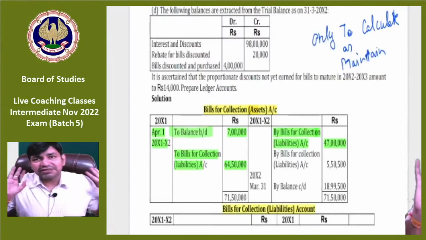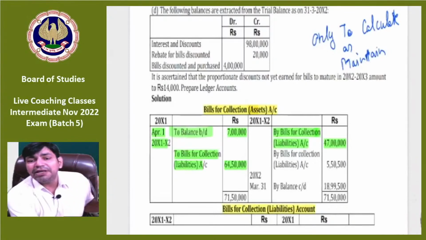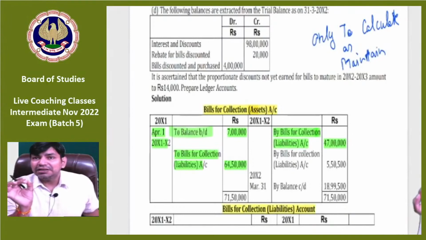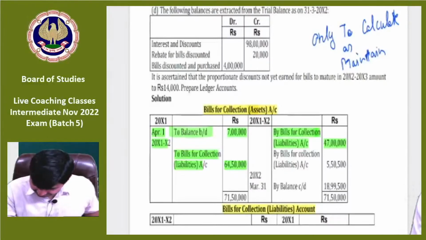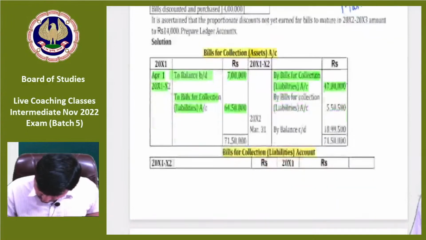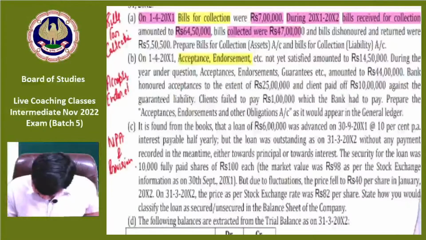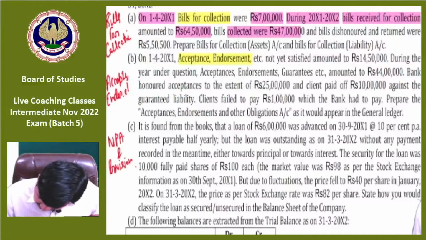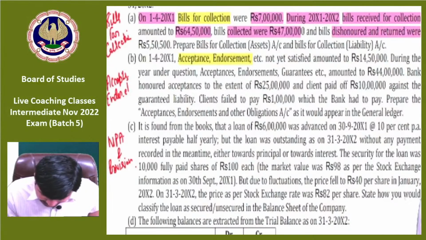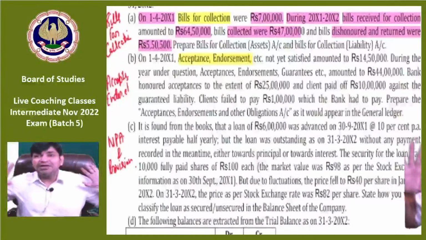These are not our assets. These are not our liability. Only we have to maintain the calculation, nothing else. Okay, beta. Coming to next part of the question, next line of the question: bills for collection dishonored and returned. Oh my God. Now I am waiting for your answer.